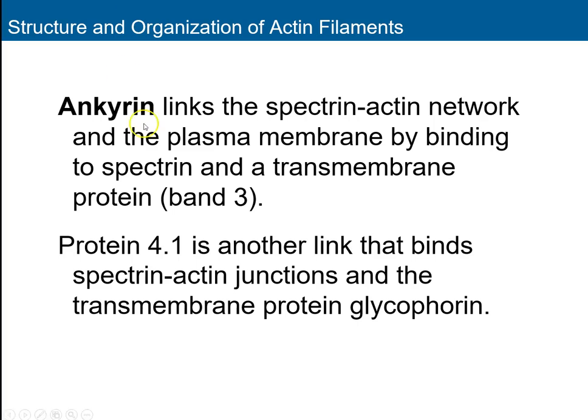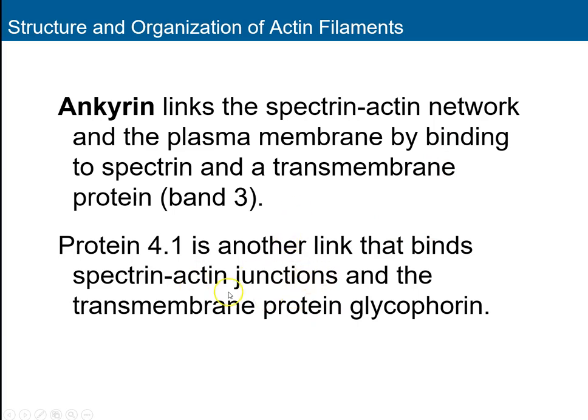Now, here's another one. Ankyrin is another actin binding protein that links the spectrin actin network and the plasma membrane. Again, these are all actin binding proteins that are very prominent in red blood cells. But it's not only in red blood cells; we pretty much want to think about them being in most cells, and again, associated with the actin cytoskeleton, so near the periphery of the cell.